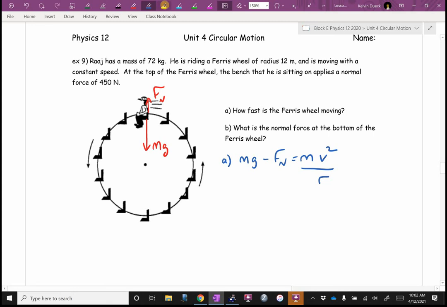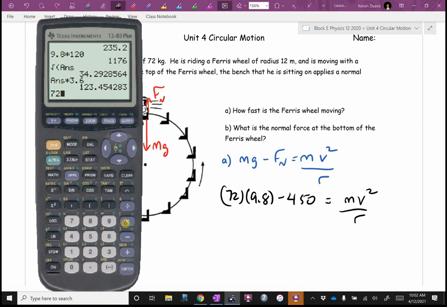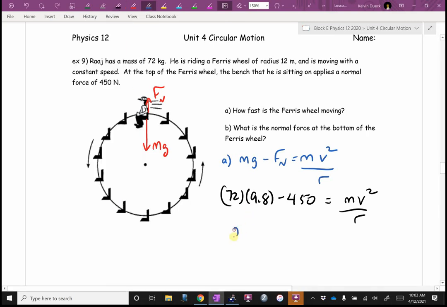I think what I'm going to do, Kyle, is turn this into a single number, then I'll get the v by itself. So I'm going to crunch mg minus FN: 72 times 9.8 minus 450. That equals mv squared over r. And I get 255.6. That equals mv squared over r.